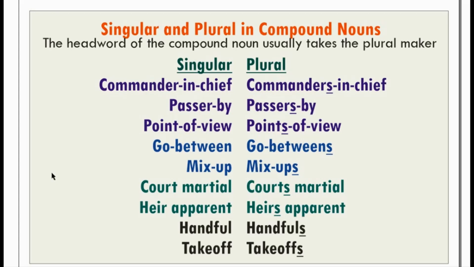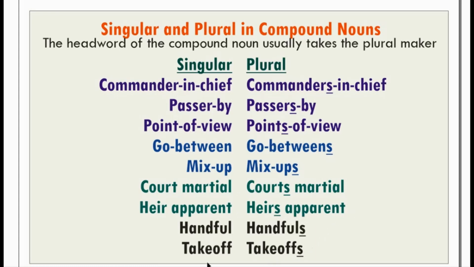Now the ones in green color, they are called open compounds because there is a space in between the two words. And here we just have to look at the head word, which in the first one, court martial, the head word is court. So singular, court martial, plural, courts martial. Heir apparent, singular, heirs apparent, plural.